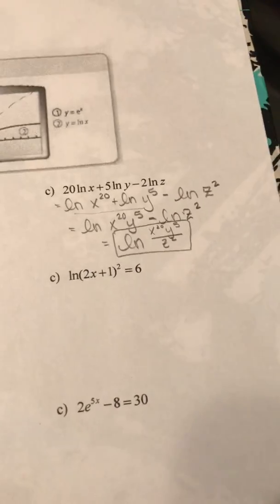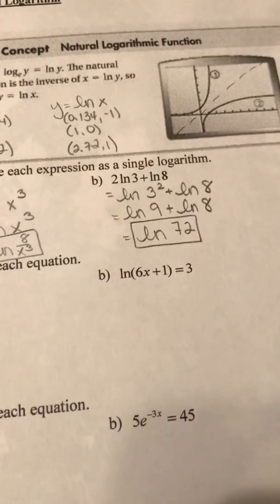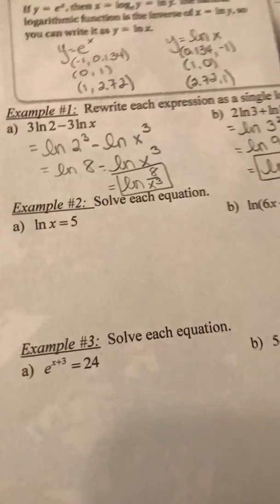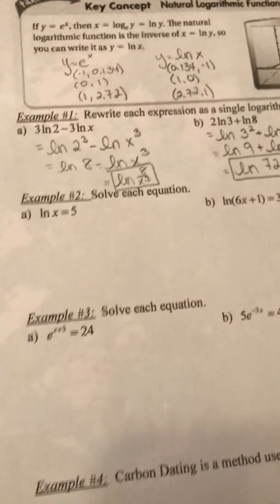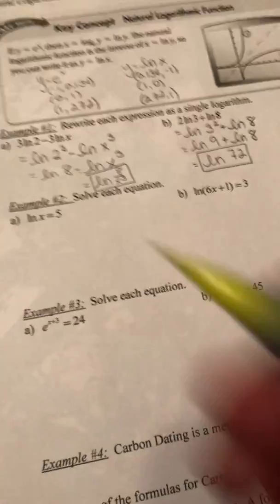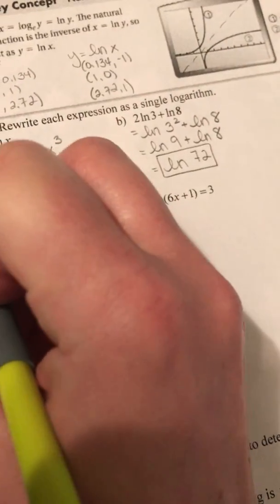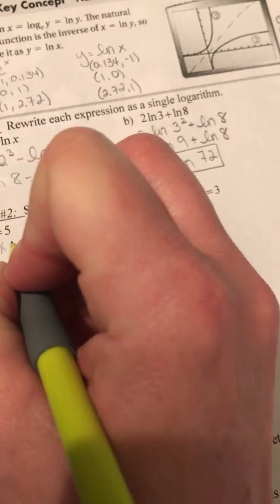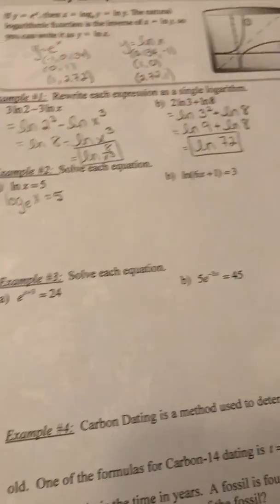Okay, nothing changes, you guys. Just because I'm throwing in a different base, different terminology, different notation, doesn't mean any of the properties change. And we're going to solve it the same way. So we're being asked to solve the natural log of x is equal to 5. If it helps you, just rewrite it as log base e. It's the same thing.